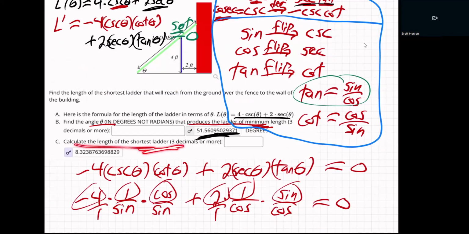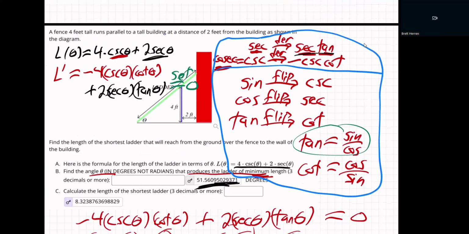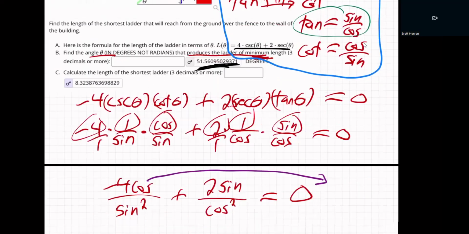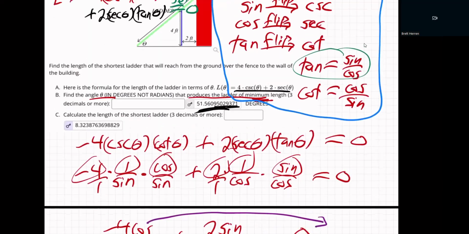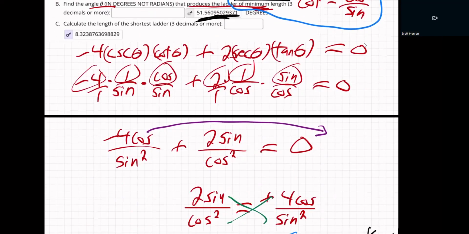So how long is the ladder? So we found the angle. That's the best angle to fit the ladder over the fence and hit the building. But how long is that ladder? Well, then we just take that angle and we plug into the length formula that they gave us in the very beginning, right here. The length of the ladder is 4 cosecant plus 2 secant.